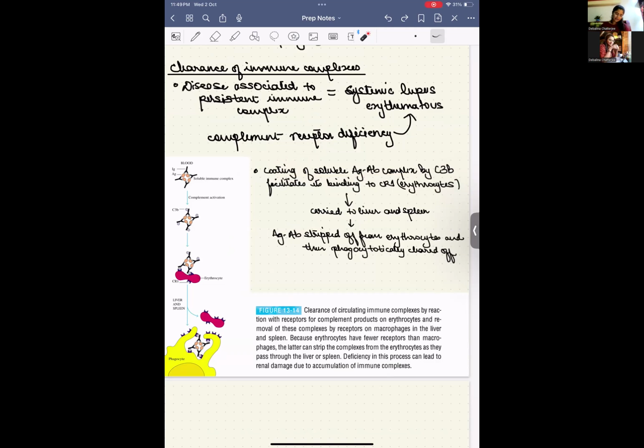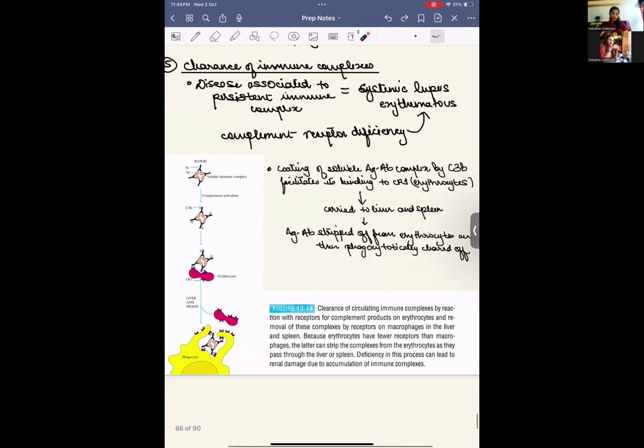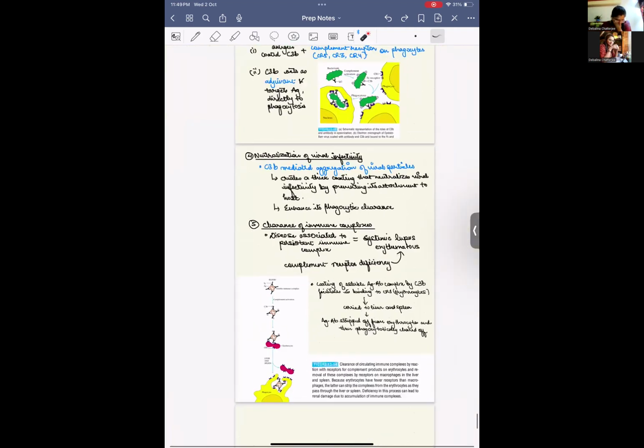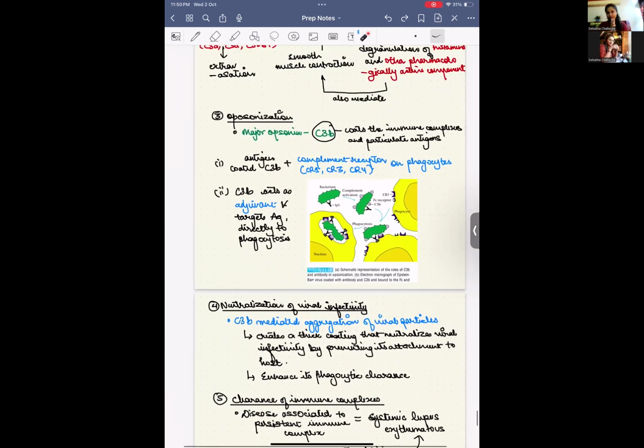We just discussed that the coating of soluble antigen antibody complexes by C3b facilitates binding to the complement receptors on the erythrocytes. This is eventually carried to the liver and spleen, where the antigen antibody complex is stripped off from the erythrocytes, and then the phagocytic clearance of it happens. Okay, so with this, we complete our discussion of complement proteins.